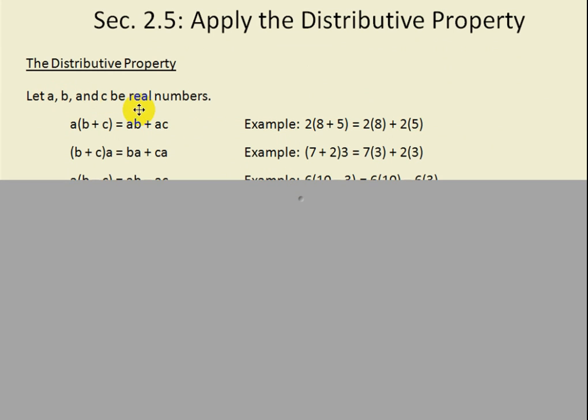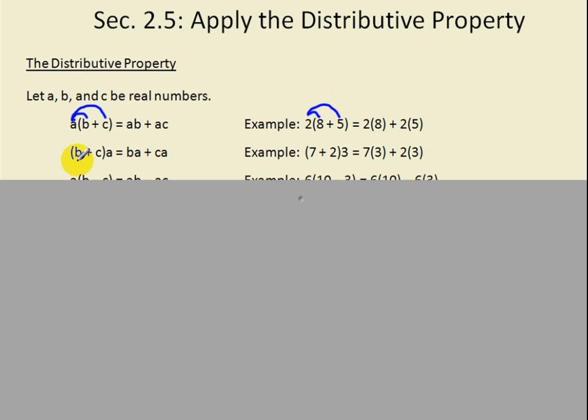If A, B, and C are all real numbers, and you take A times parentheses B plus C, we can distribute that A by multiplying A times each term inside the parentheses separately. So we're going to take A times B plus A times C. It's very common that people will get the first part, A times B, and forget the second part, A times C. Don't do that. So for example, if we have 2 times 8 plus 5, we can take 2 times 8 plus 2 times 5.